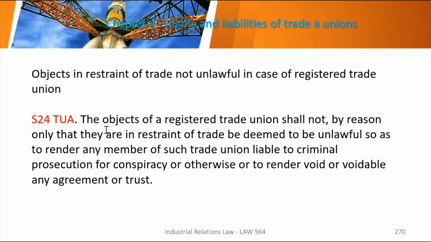Section 24: the objects of a registered trade union shall not, by reason only that they are in restraint of trade, be deemed to be unlawful, so as to render any member of the trade union liable to criminal prosecution. So here, action against a trade union, if they are not registered, can go to the extent of criminal prosecution, because it is against the law for a trade union to act on behalf of their members if they are not registered. Then it is considered illegal.